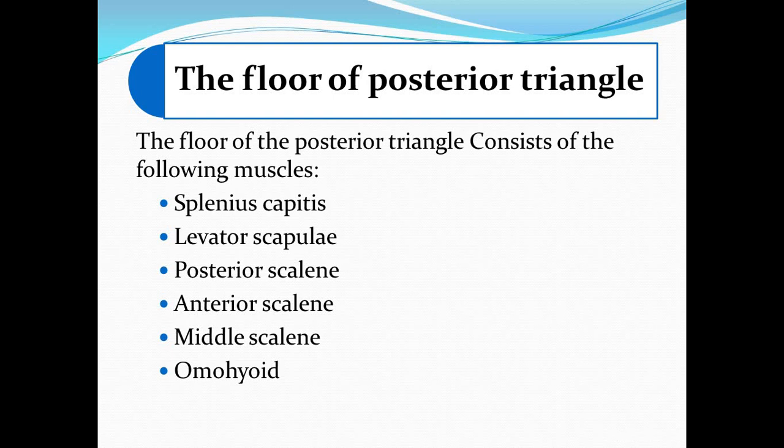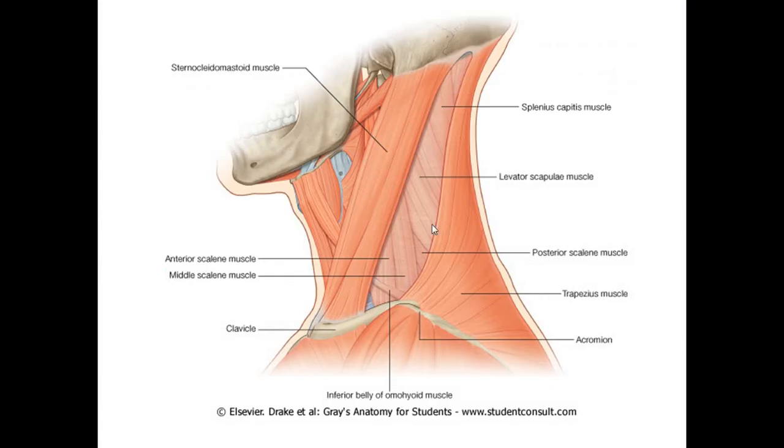splenius capitis, the levator scapulae, and three scalene muscles on either side. They are the anterior, middle, and posterior scalene muscles, and the omohyoid muscle, particularly the inferior belly. So these are the muscles that are found within the posterior triangle of the neck: the splenius capitis, the levator scapulae, the three scalene muscles, the anterior, middle, and posterior, and the inferior belly of the omohyoid muscle, because the superior belly is within the anterior triangle.